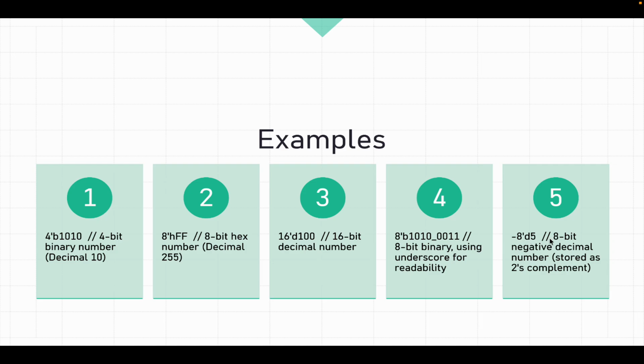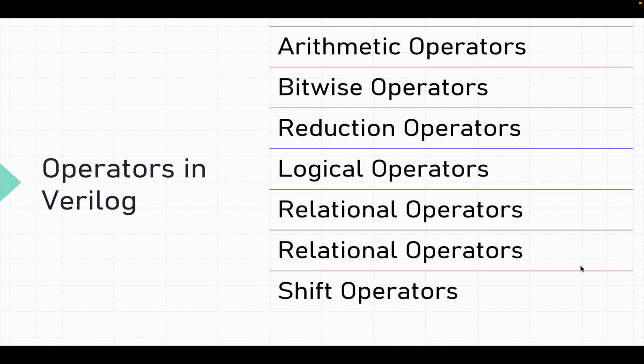-8'D5, we generally do not call it minus, we call it a signed number. It's an 8-bit negative decimal number stored as 2's complement. We have various operators in Verilog. Let us look at a few: arithmetic operator, bitwise operator, reduction operator, logical operators, relational operators, and shift operator.